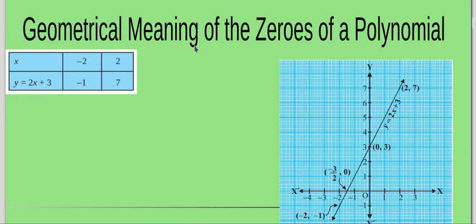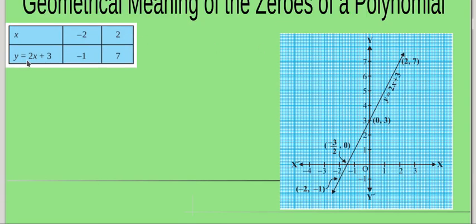That means in geometry, what is the meaning of the zero of the polynomial? If we plot the graph for this linear polynomial, for x equal to minus 2, if we substitute in this equation, we will get y equal to minus 1. If x equal to 2, if we substitute here, we will get y equal to 7. So if you plot the graph, it will meet the x-axis at only one point. A linear polynomial means we will get a straight line.